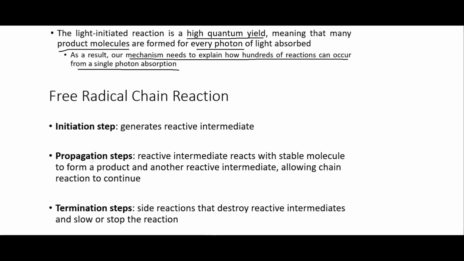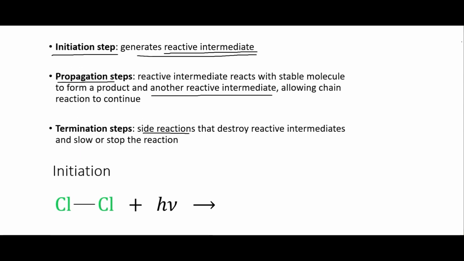But we will go through the mechanism here, and I'm going to go through it somewhat quickly. So a free radical chain reaction has an initiation step which generates the reactive intermediate, and I'll be talking a bit more about reactive intermediates in the next video after this one. Then we get the propagation steps. So the reactive intermediate reacts with a stable molecule to form a product and another reactive intermediate, allowing the chain reaction to continue. Then we get the termination steps, which are side reactions that destroy reactive intermediates and slow or stop the reaction. And so we will look at the initiation here.